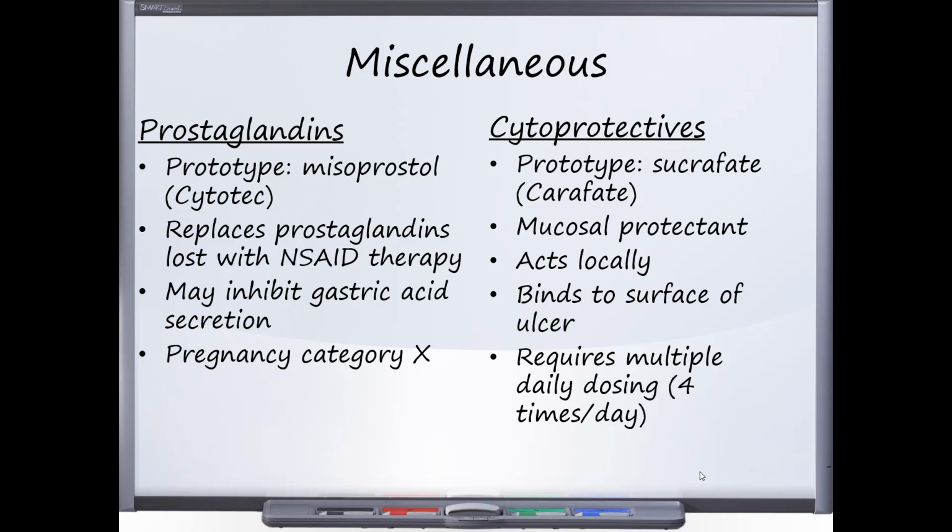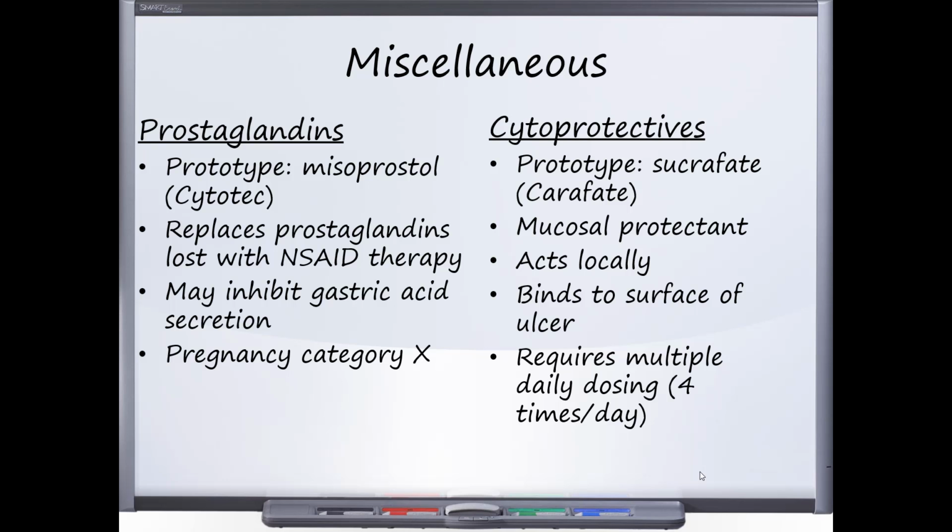In looking at the two miscellaneous categories, Cytotec is a synthetic prostaglandin that stimulates the production of protective mucus and may inhibit acid production to a small extent. It's primarily used in patients who have overused NSAIDs. Cytotec has a really short half-life, and thus it has to be administered 3 to 4 times a day to be effective. It is also classified as a pregnancy category X.